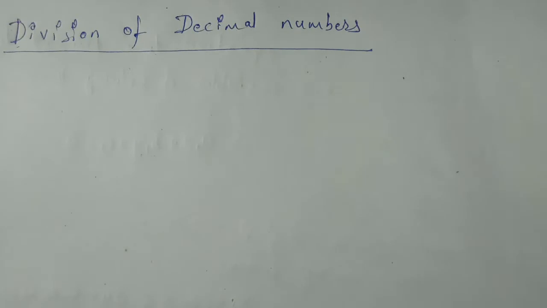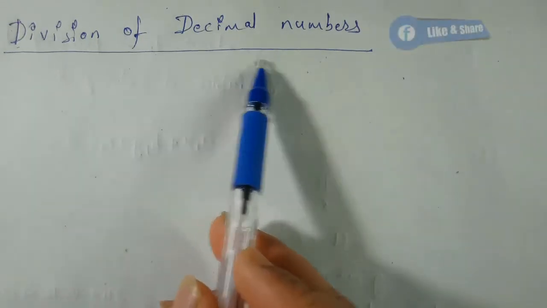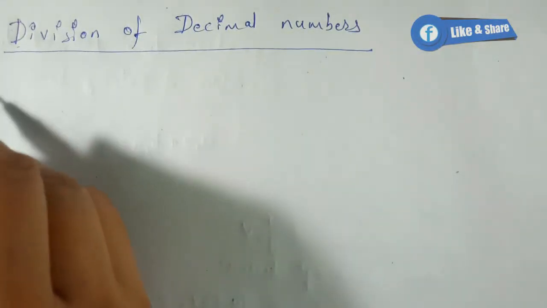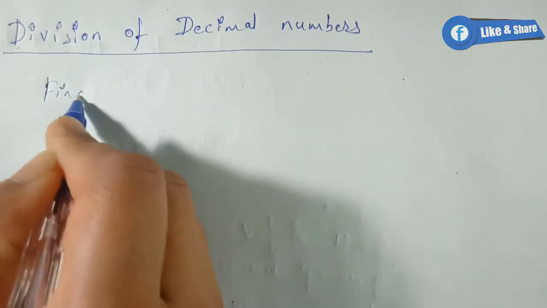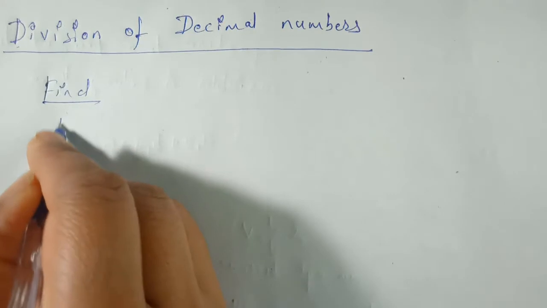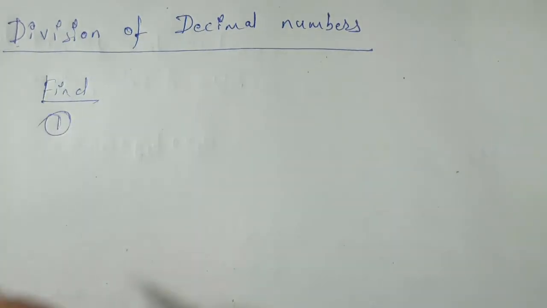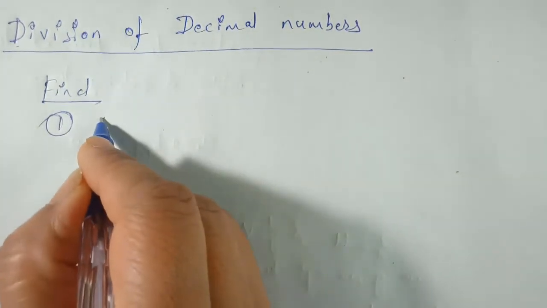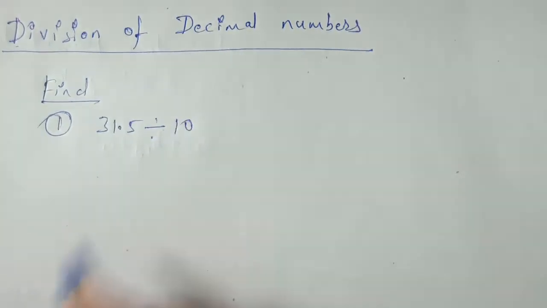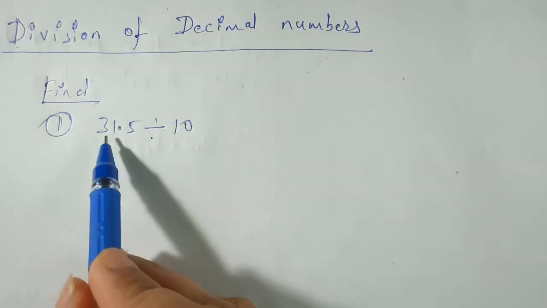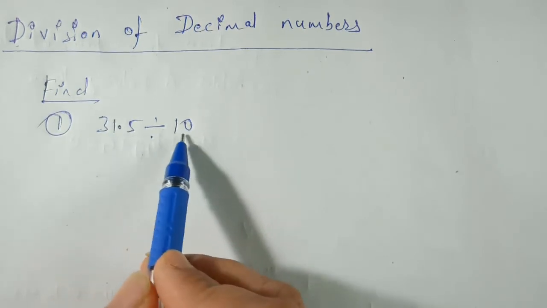Yes students, today we're going to learn division of decimal numbers. So let us take some examples. Suppose we have to find a number. The first part we have taken is 31.5 divided by 10. It means we have to divide 31.5 by 10.